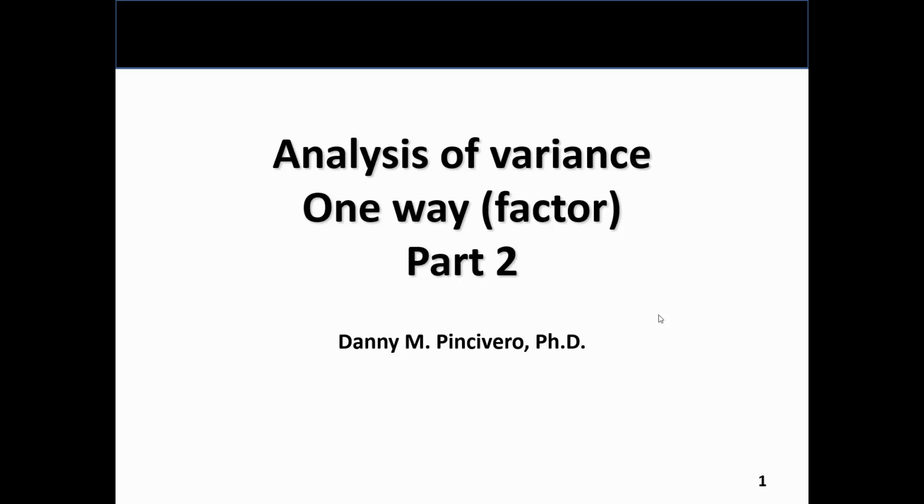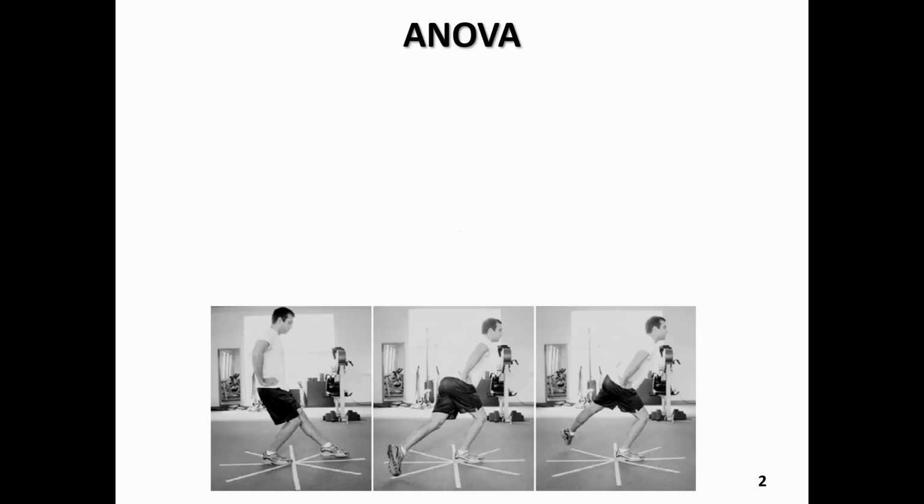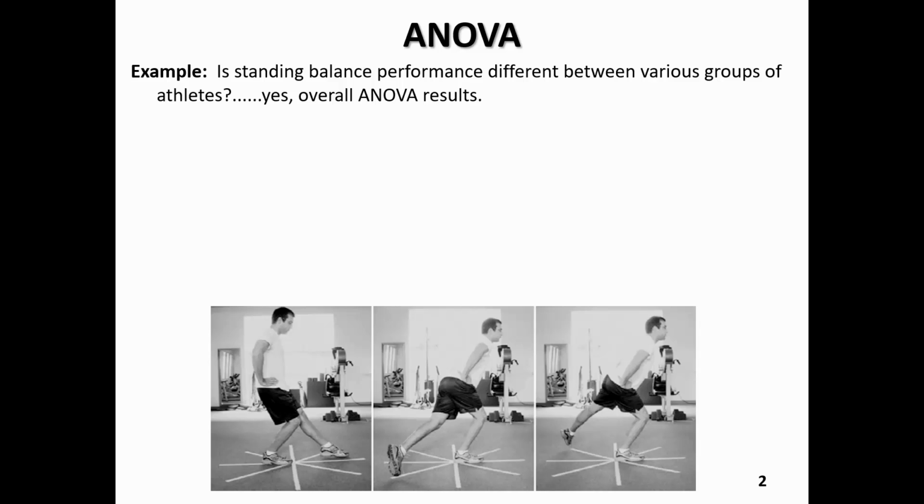In this lecture, we're going to continue our discussion of one-way ANOVA, particularly with respect to what is called the post hoc analysis. So to review our experimental situation, we examined the balance performance differences between 5 different groups of athletes. And what we had found is that there was a detectable statistical difference between the 5 different groups.